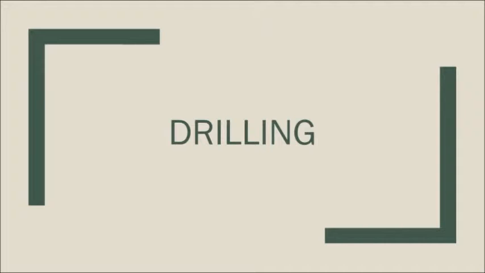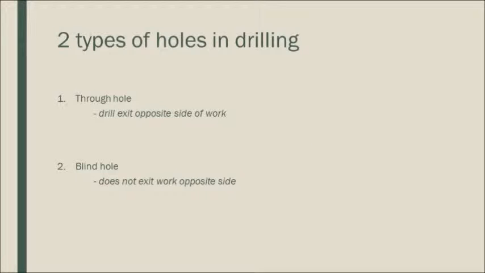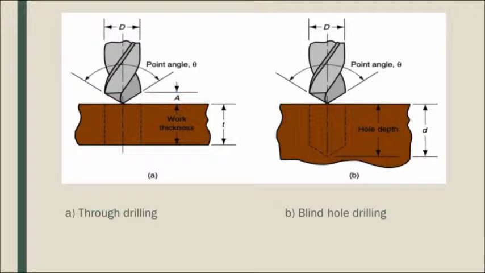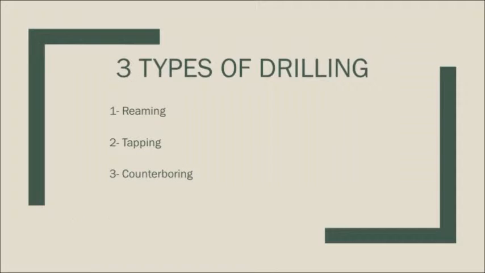Okay, now we look at drilling. There are two types of holes in drilling. First is the through hole, where the drill exits the opposite side of the work, and second is the blind hole, which does not exit the opposite side of the work. So this is the picture of through hole drilling and blind hole drilling. And then next, there are three types of drilling. The first one is reaming, the second one is tapping, the third one is counterboring. I'll show them in the next video.